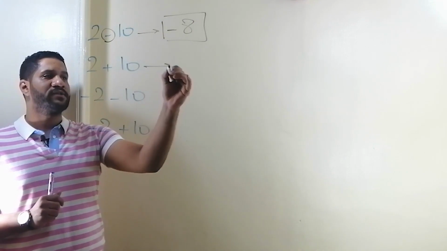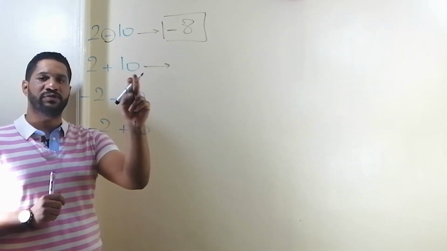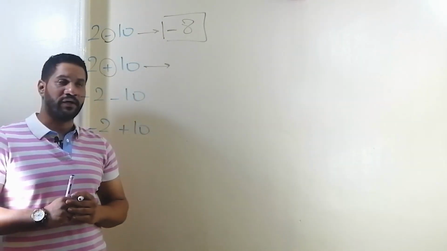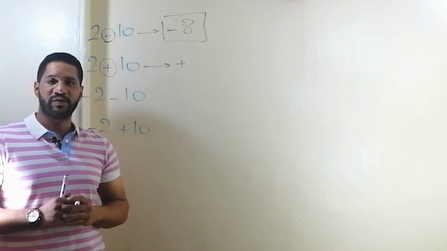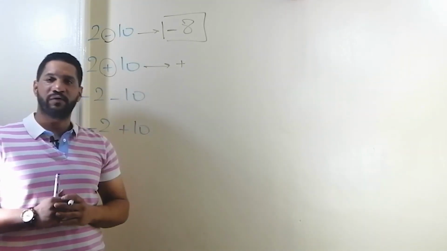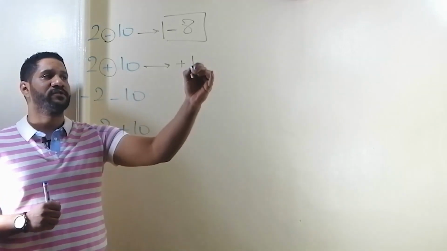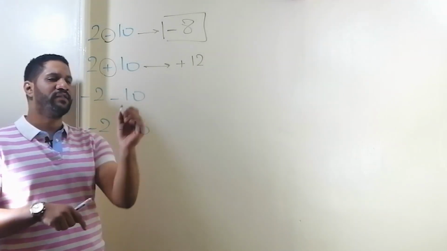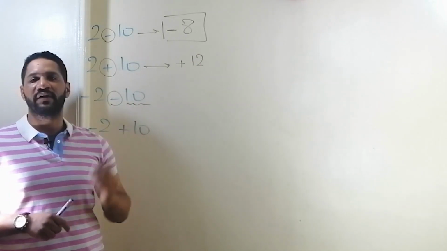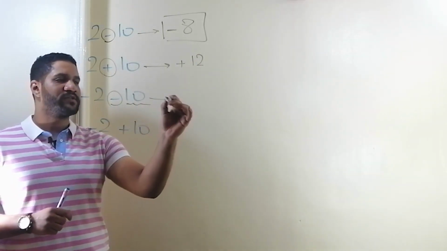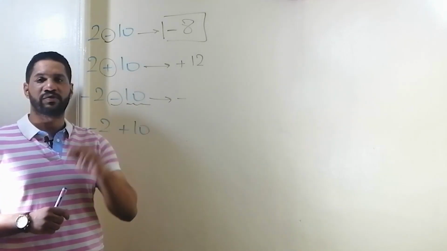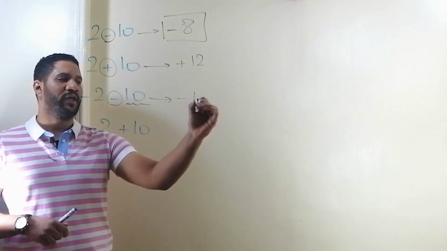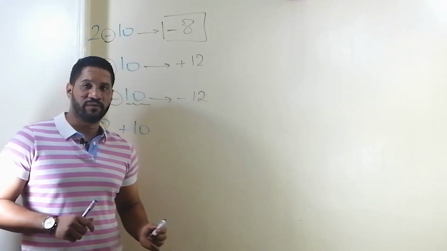When we look at the second example, I can see that the bigger number, which is 10, has a positive sign, so the answer must be positive. When I have two numbers of the same signs, we add them, so the answer is positive 12. When we look at the third example, I can see that the bigger number, which is 10, has a negative sign, so the answer must be negative. Two numbers of the same signs, we add them up, so the answer is negative 12.